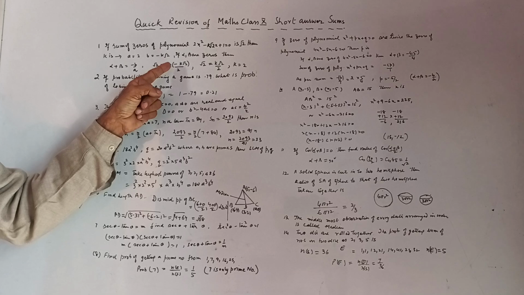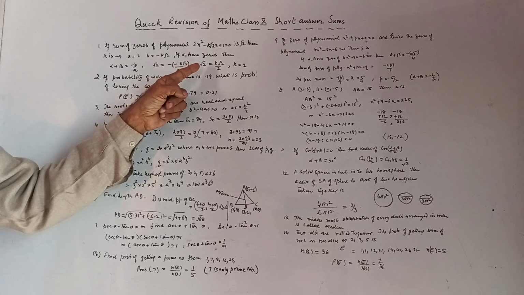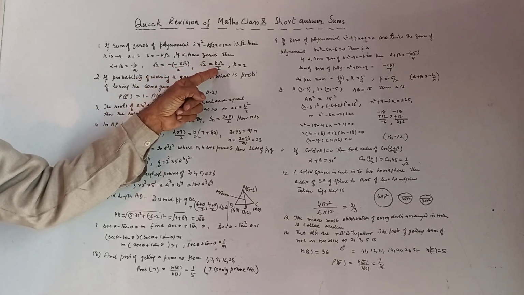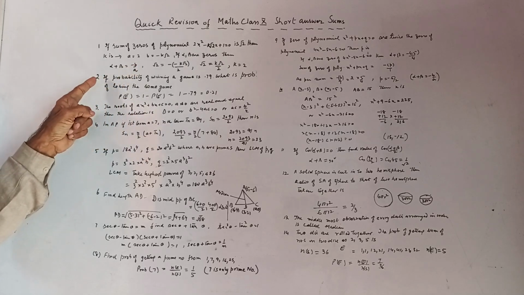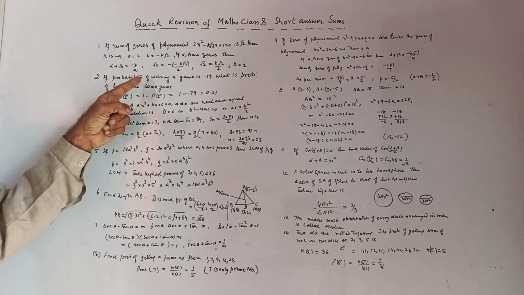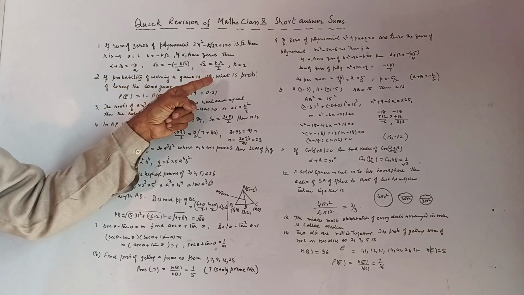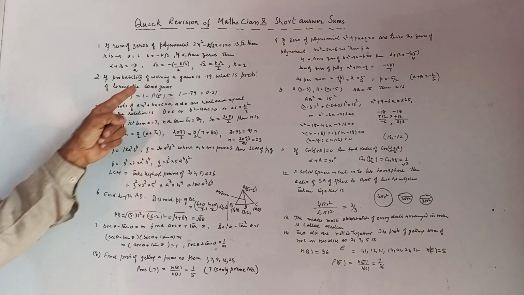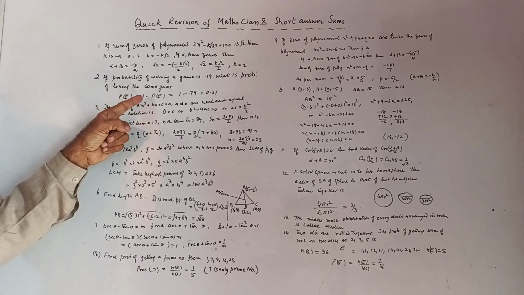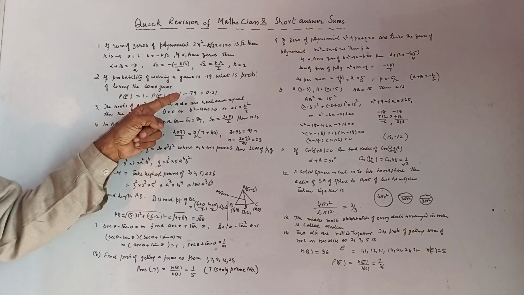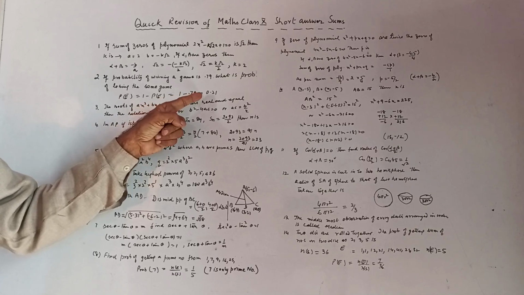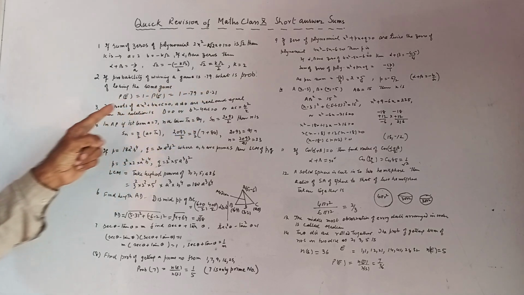Root 2 is equal to minus k root 2 by 2. Root 2 is equal to k root 2 by 2. K is equal to 2. Question number 2. The probability of winning a game is 0.79. What is the probability of losing the same game? P(not E) is equal to 1 minus P(E), equal to 1 minus 0.79, equal to 0.21.